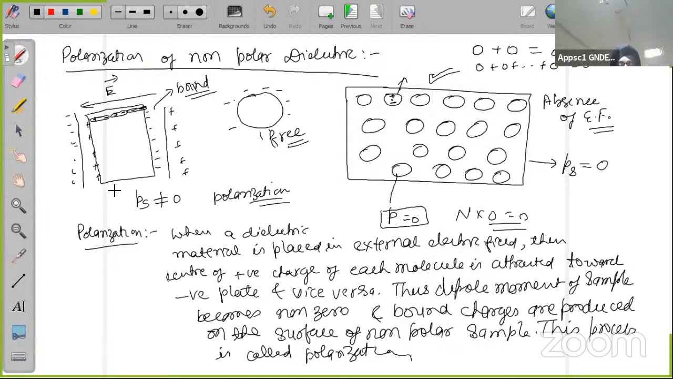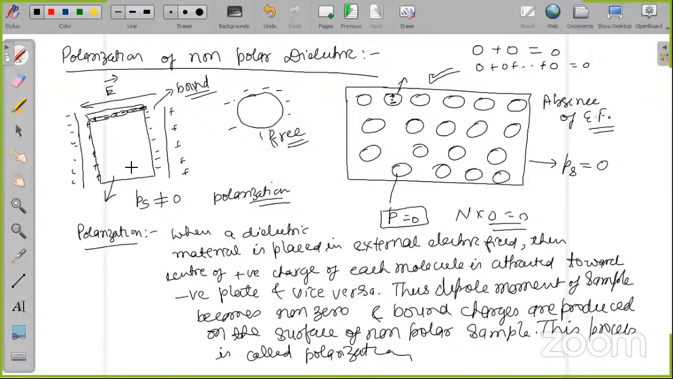Next is the second figure. In this second figure, this is the same hardboard. Now I have placed it in between the plates of a capacitor. Here we have an external field. These are molecules in which the center of positive and negative charge is at the same place. So what will happen because of the electric field applied by the plates of the capacitor? The centers of positive and negative charges will go away from each other because these carry opposite charges.